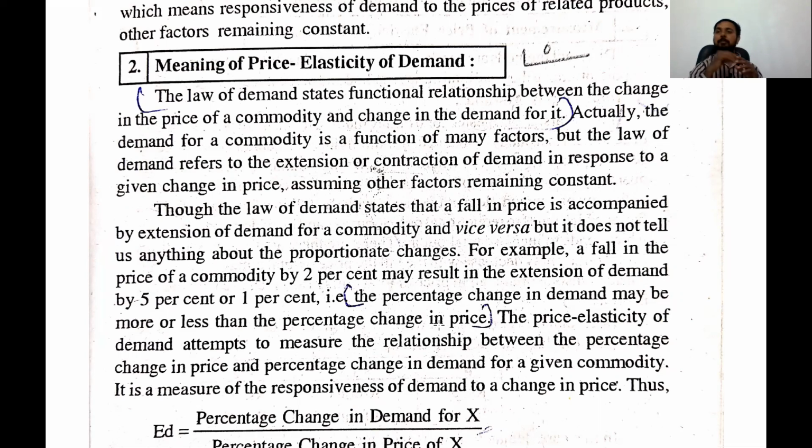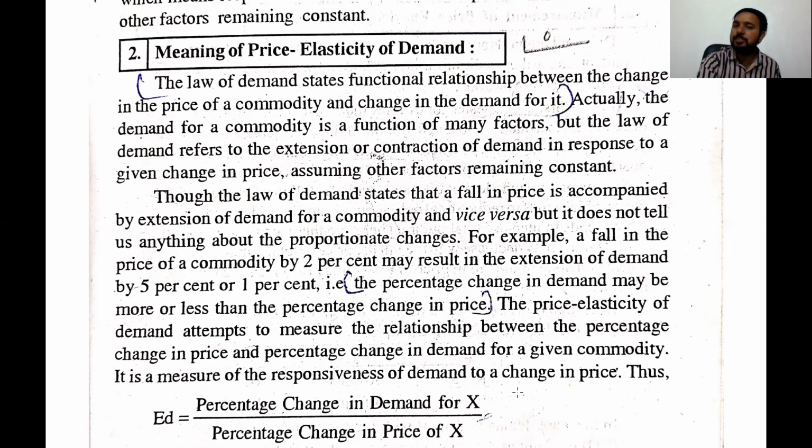So here we need to get an idea about the exact proportion of the change in the demand of the product by any determinants. So here we need to know the exact proportion, the exact ratio. The price elasticity of demand attempts to measure the relationship between the percentage change in price and the percentage change in demand for a given commodity. It is a measure of the responsiveness of demand to a change in its price.